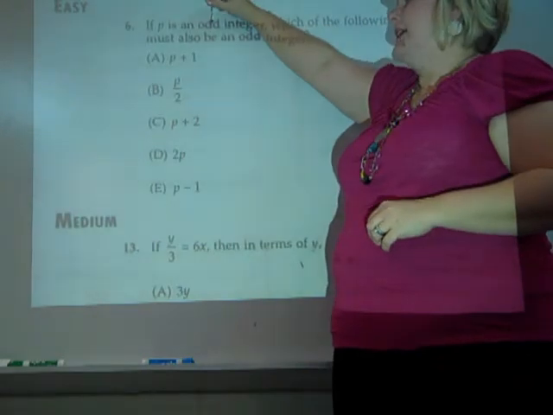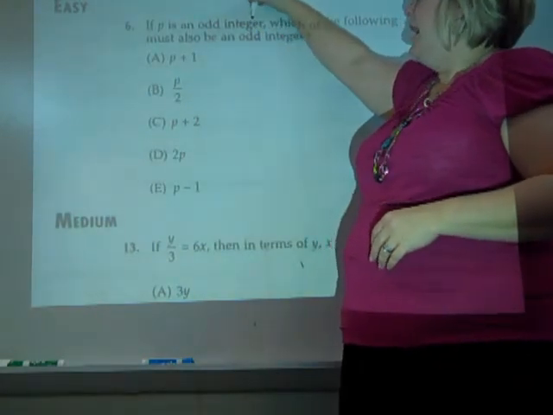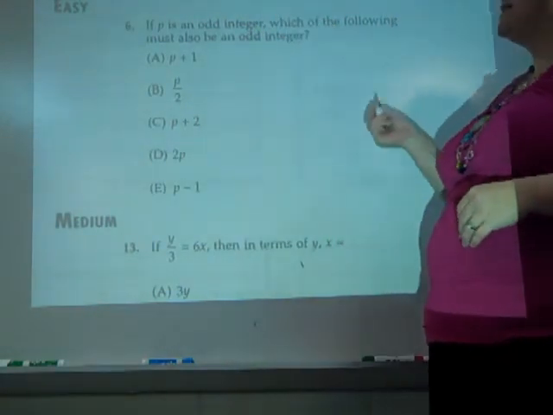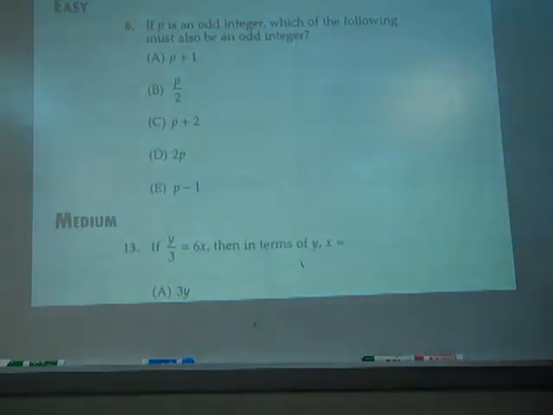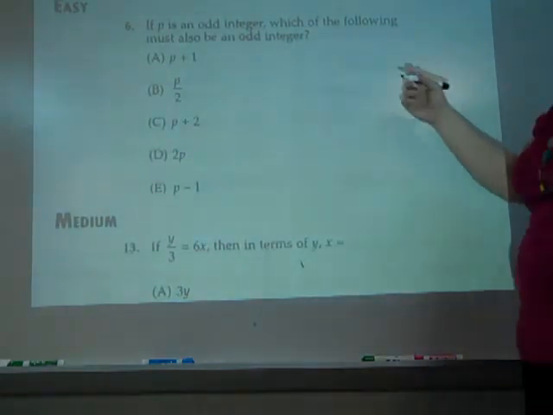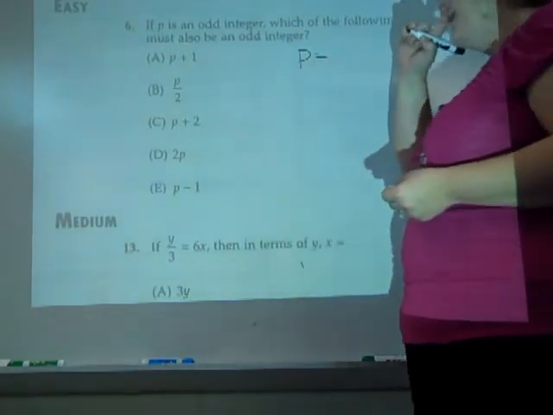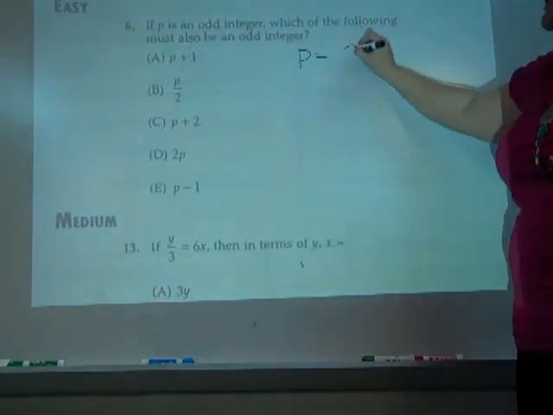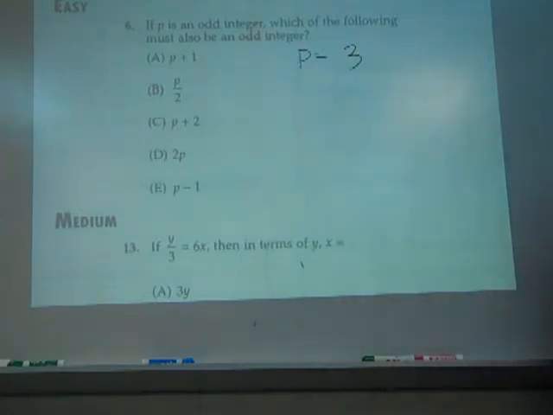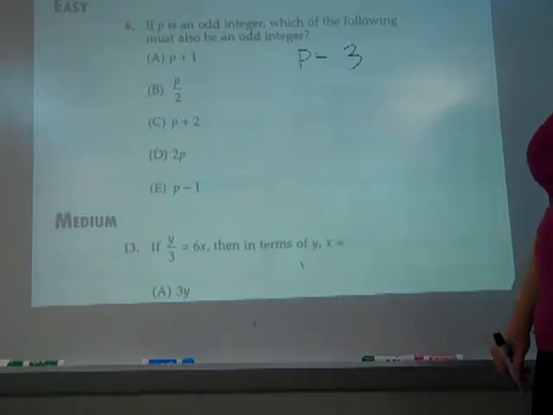Odd means that it's not divisible by 2. And an integer just means it can be positive or negative, but not a decimal or a fraction. So when we pick a number for p, we want to make sure it follows that. So what would we want to pick for p? 3. 3 is probably the best one to pick. It's the smallest odd integer that you can pick without picking 1.